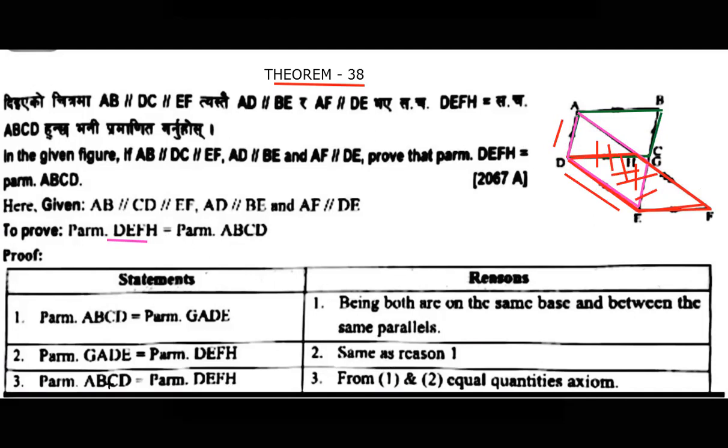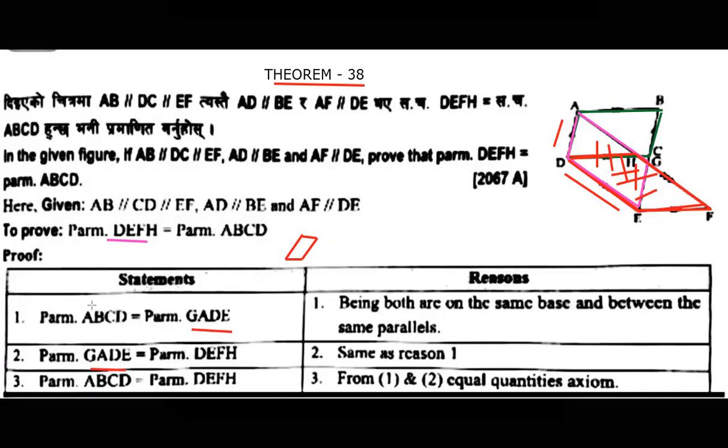So if you see it properly, GADE and GADE are repeated parallelograms. You can also write the symbol of parallelogram instead of the name. So this and this are equal to each other, and this and this are equal to each other. GADE and GADE are the same.